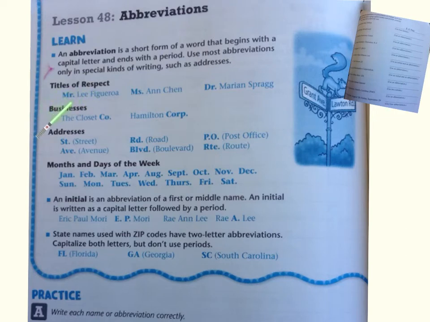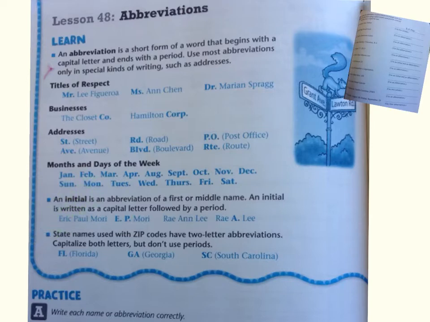So titles of respect are your Mr., Mrs., and Dr. Remember, you have a capital letter and a period at the end. For businesses, you have capital C, period, capital C, period for company or corporation. And then in addresses, you have the abbreviation, and it's written out for your reference for what each one stands for. Months and days of the week are the same thing: capital letter, period.